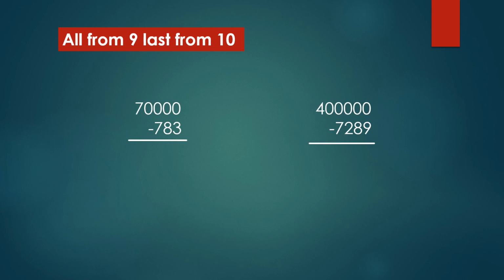70,000 minus 783. So again, grouping can be done in this way. 7 minus 1. So that will be 6 here. So here there is no number, which means we will take this as 0. So 9, 9, 9, last one should be 10. 9 minus 0, 9. 9 minus 7, 2. 9 minus 8, 1. 10 minus 3, 7. So the answer should be 69,217.